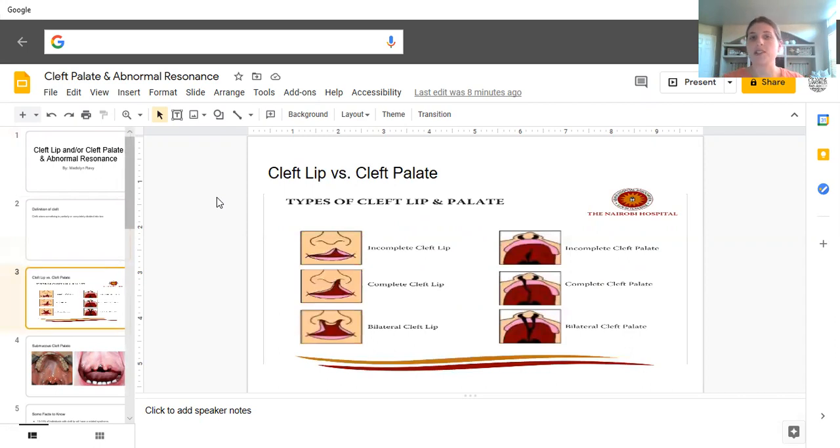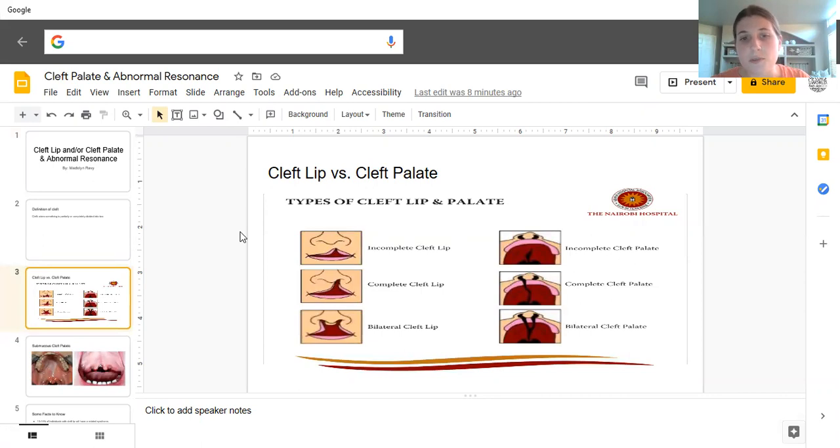So now we are going to get into the difference between cleft lip versus cleft palate. With cleft lip, it can either be unilateral. This is where the cleft will only be on one side. It can either affect the left side of the upper lip or the right side. Also, there can be a bilateral cleft lip, and this is where the cleft will be on two sides.